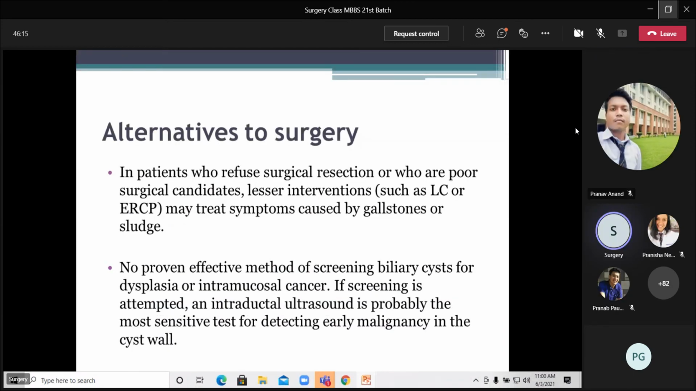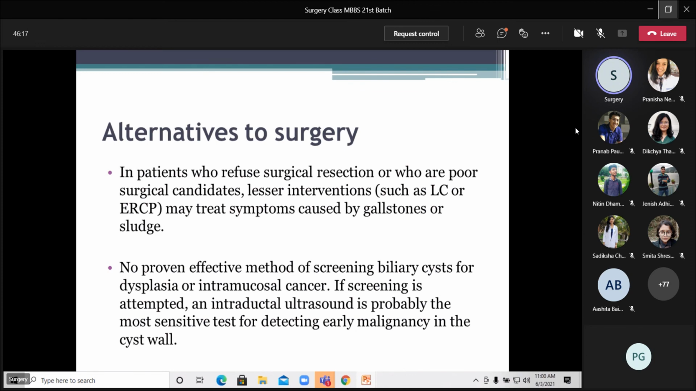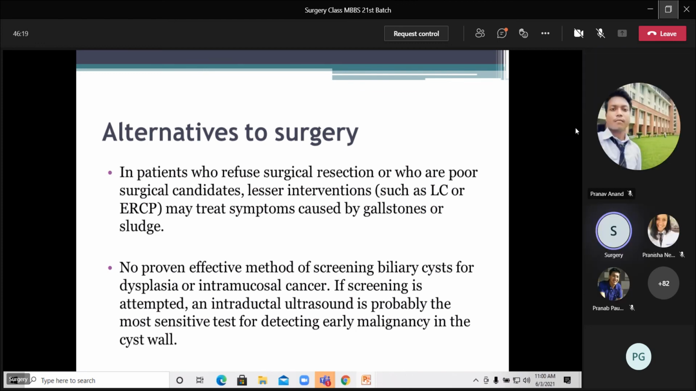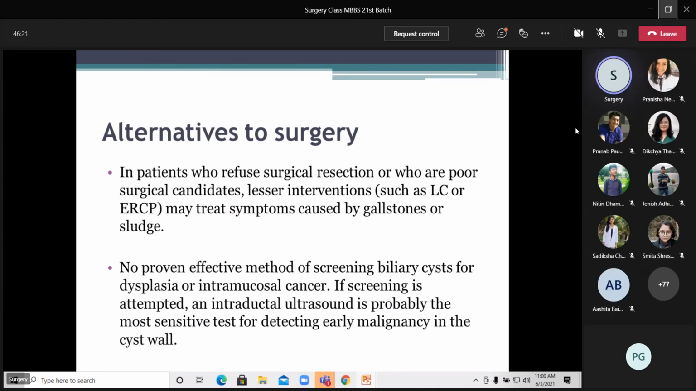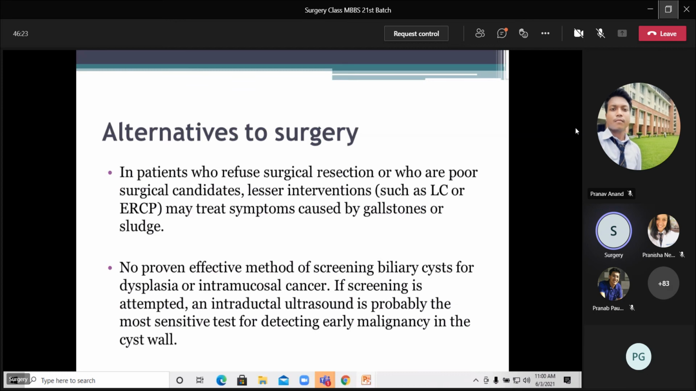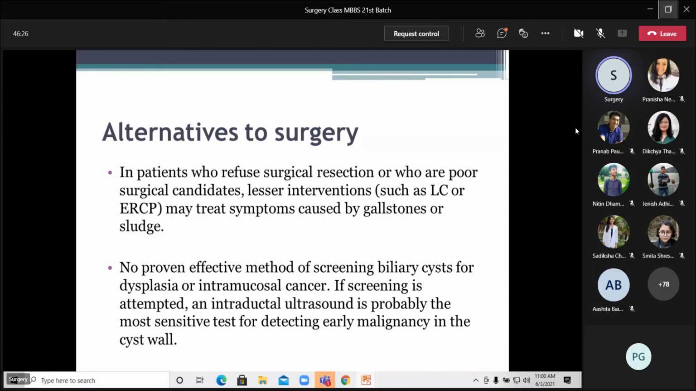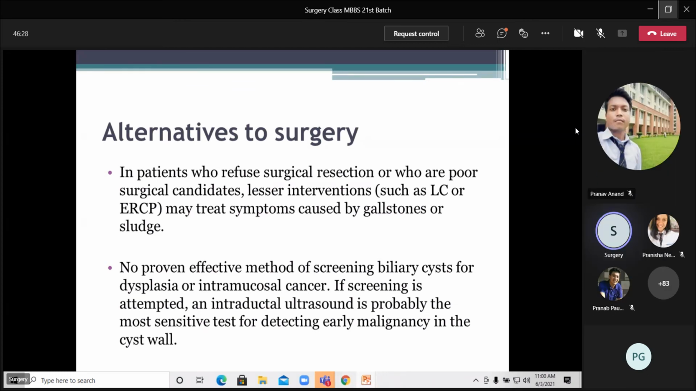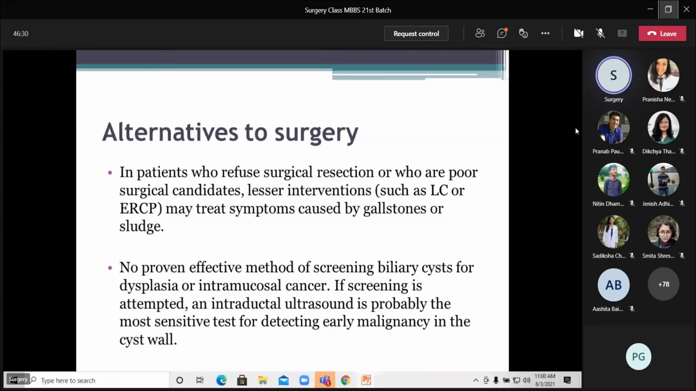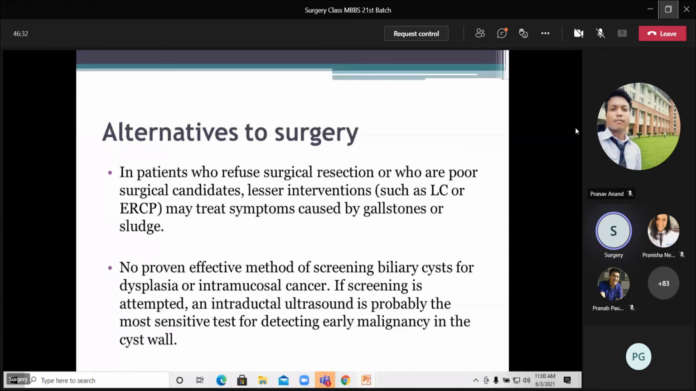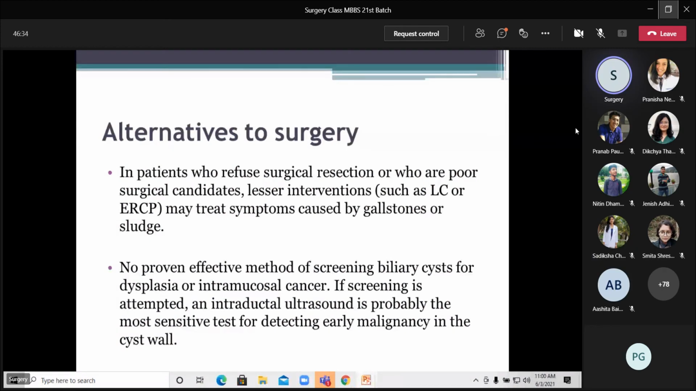As an alternative to surgery, when the patient is very old, very poor, in sepsis, or very weak and you cannot do any surgery, you may do an ERCP, do a sphincterotomy, and drain the bile duct temporarily and plan for surgery later.